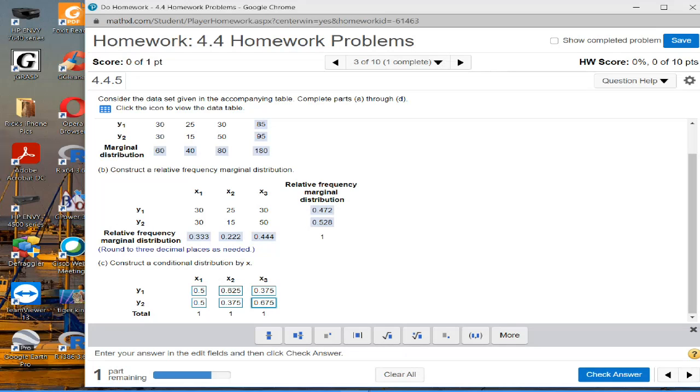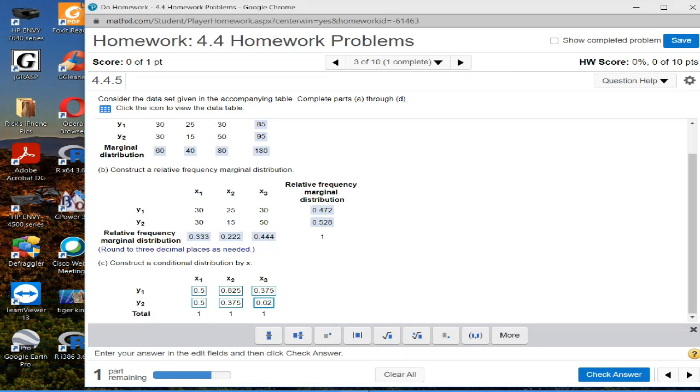Okay, so I think I found the issue. This should be, I just typed this wrong. It should be 0.625.